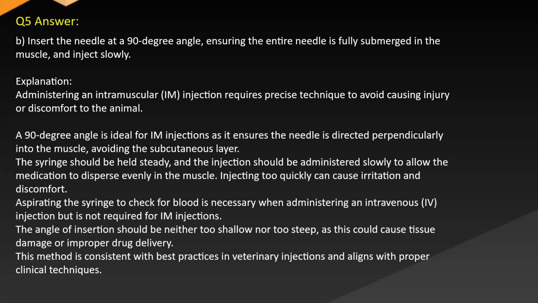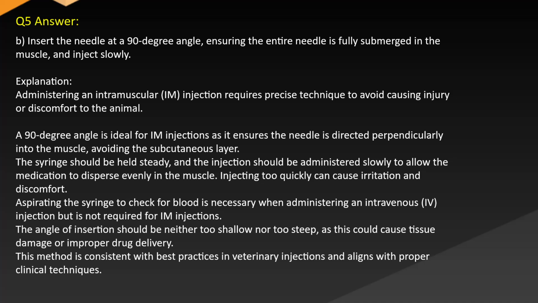Answer. B. Insert the needle at a 90-degree angle, ensuring the entire needle is fully submerged in the muscle, and inject slowly. Explanation. Administering an intramuscular (IM) injection requires precise technique to avoid causing injury or discomfort to the animal. A 90-degree angle is ideal for IM injections, as it ensures the needle is directed perpendicularly into the muscle, avoiding the subcutaneous layer. The syringe should be held steady.